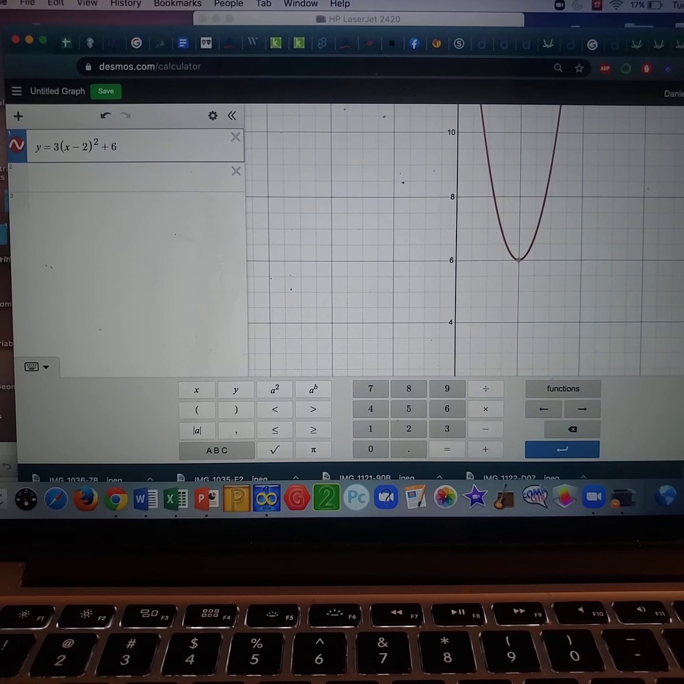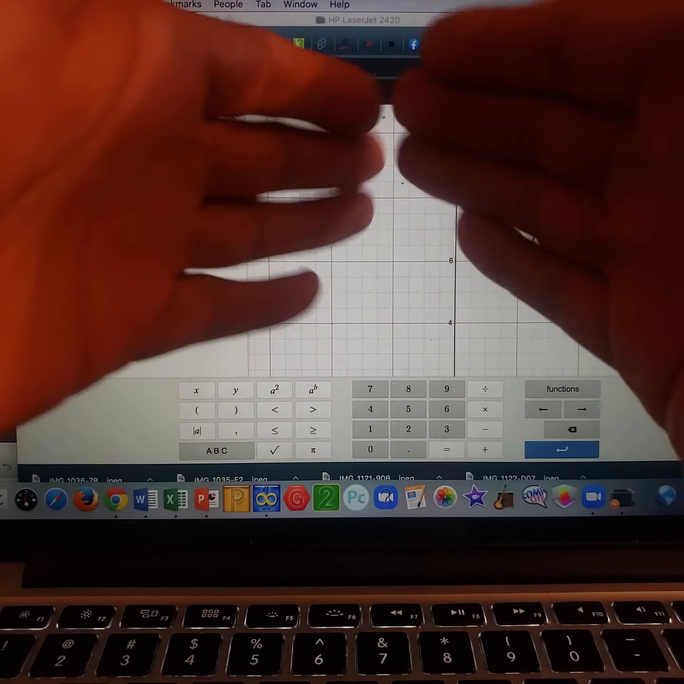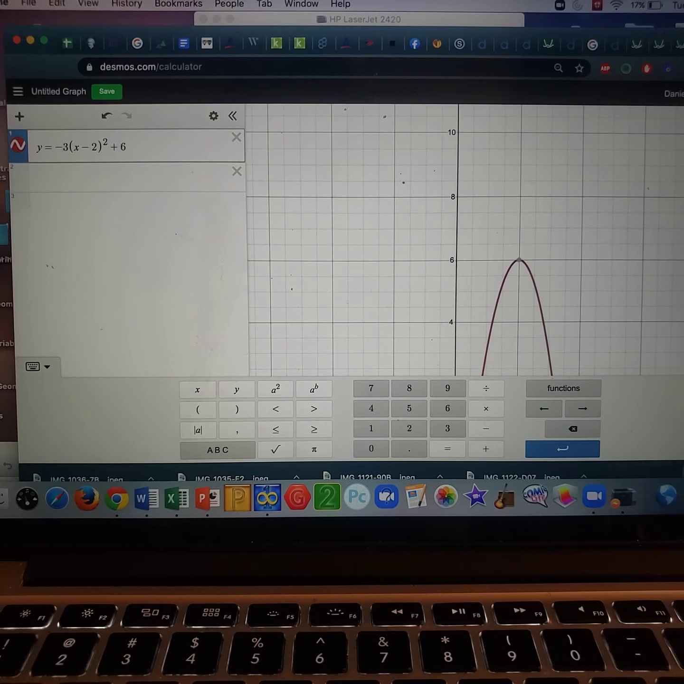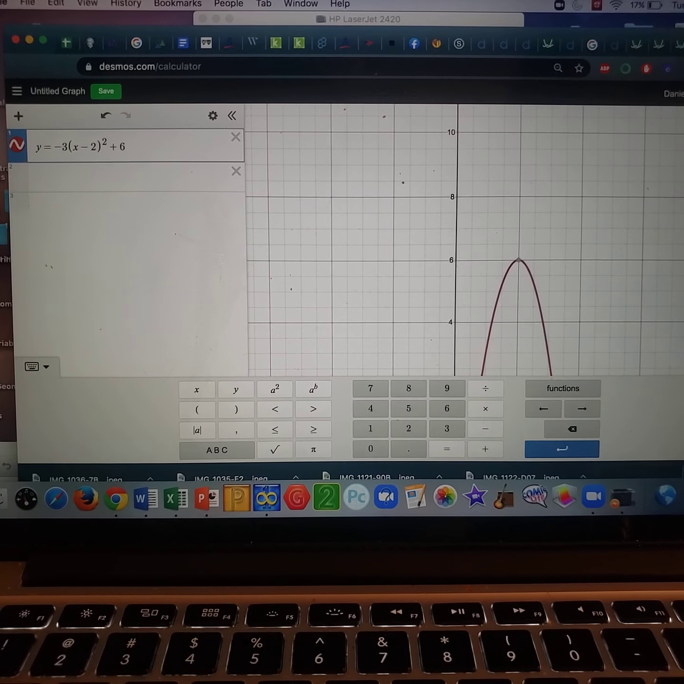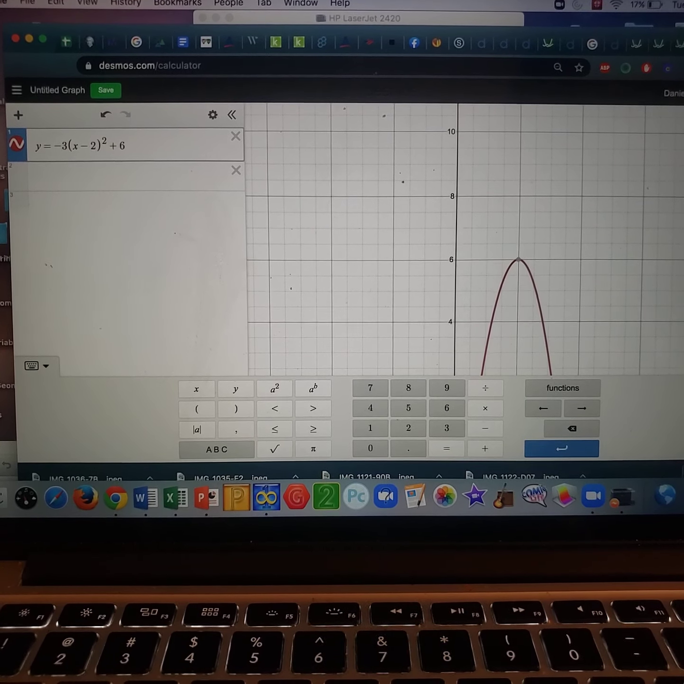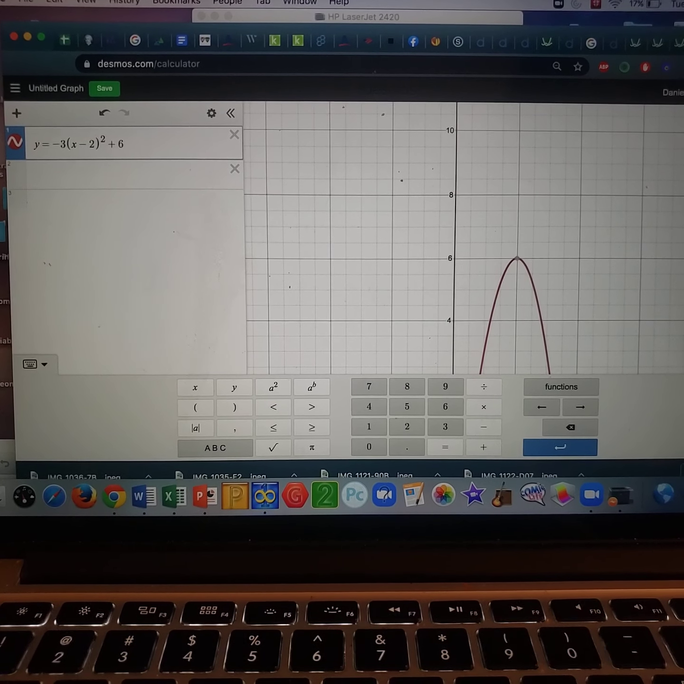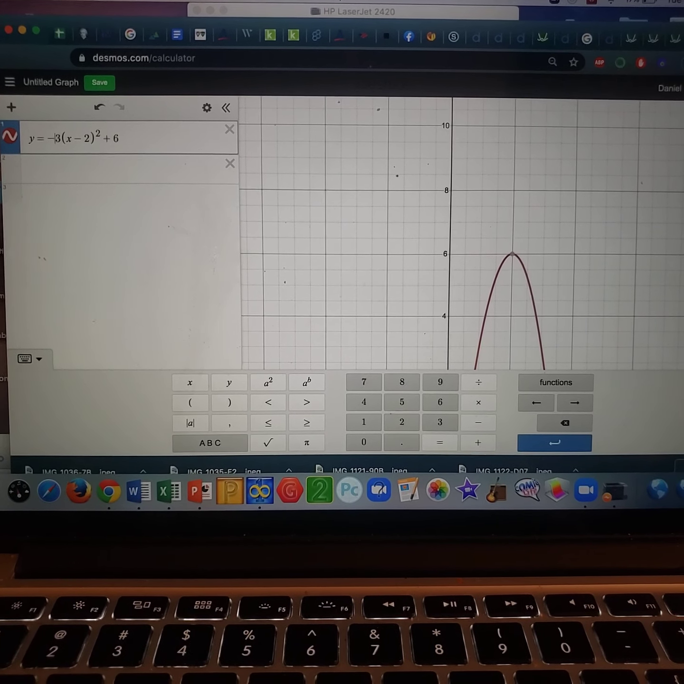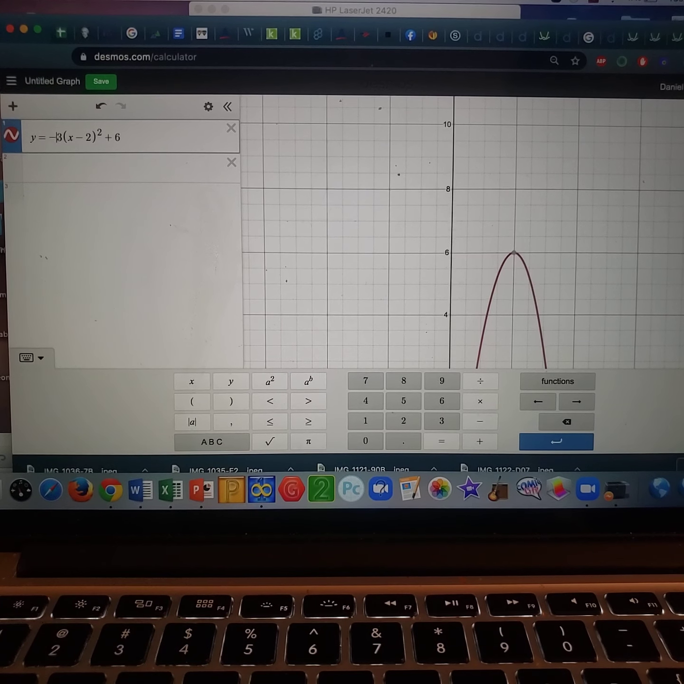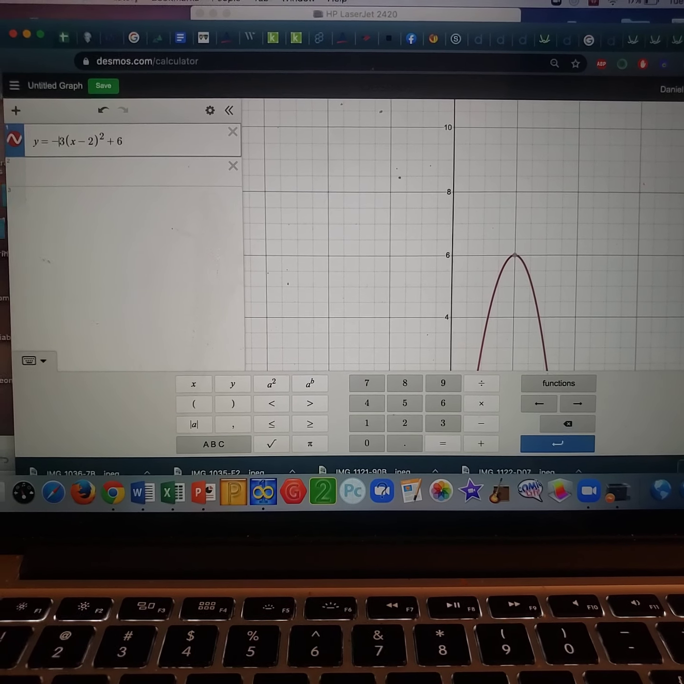But what do you think is going to happen if it's negative? Negative is going to flip down. So let's say negative, yep, down. Okay, these are actually really pretty easy. This will help you with the activity on Desmos. I'm going to give you a code in the next video and just show you how to log on and get started with it.